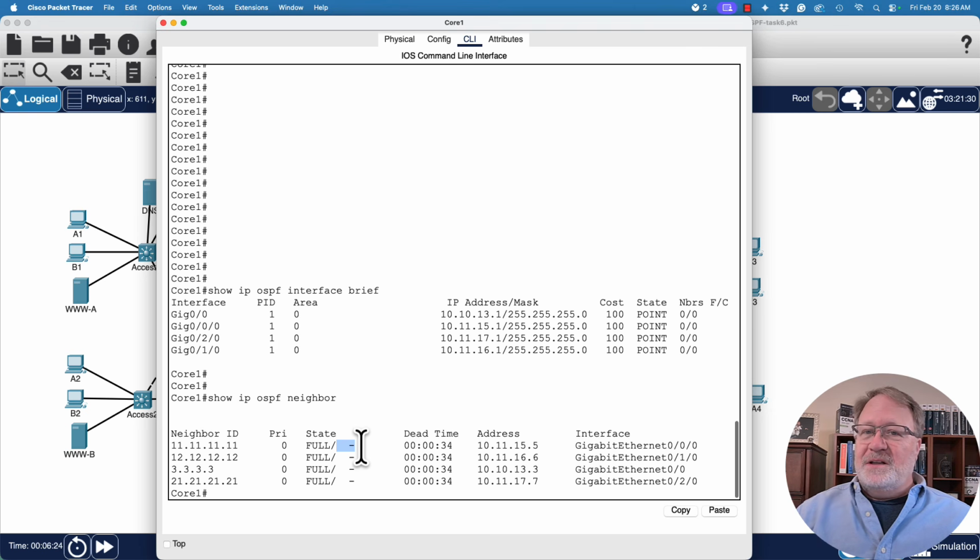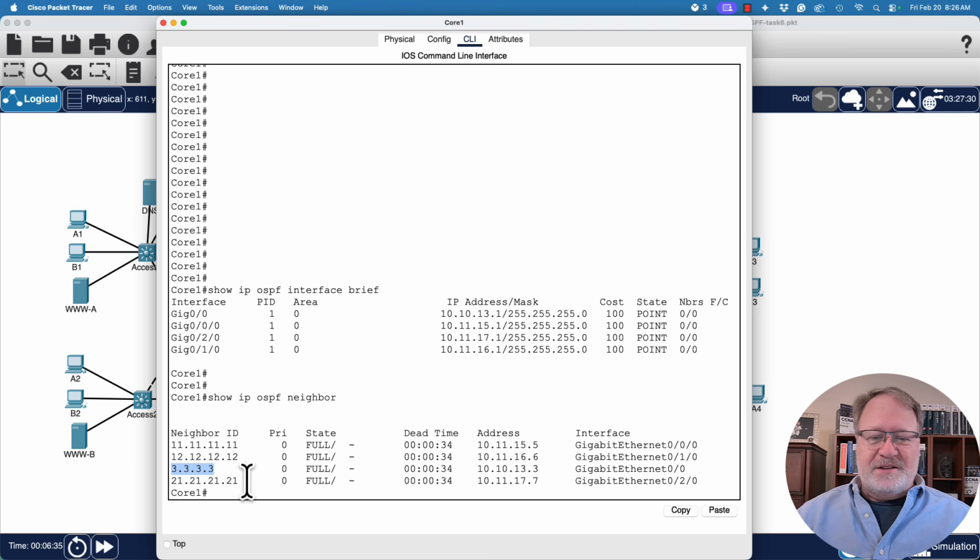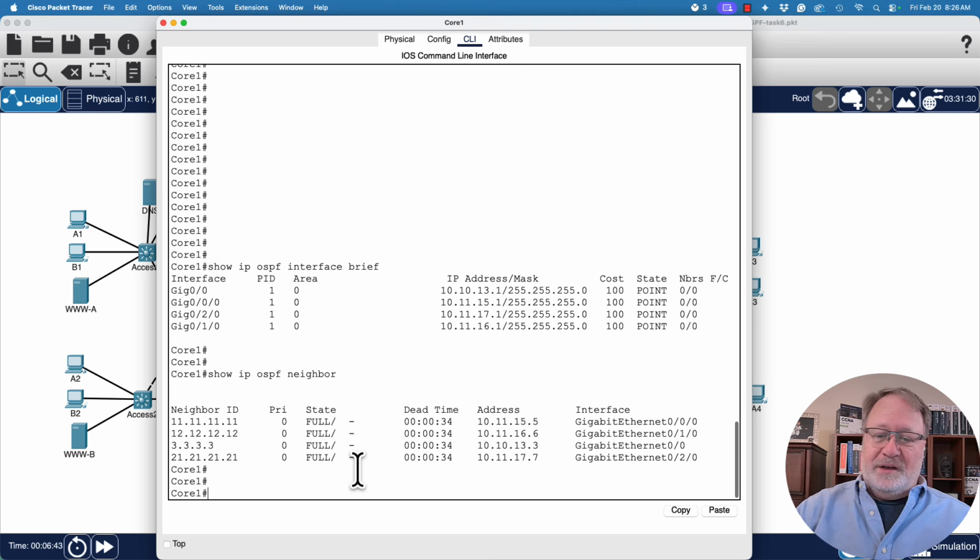If we had left it at the default of using a DR and a BDR, then you'd see whether the neighbor was a DR or a BDR or a DR other in that case. Now on this neighbor relationship with dist 1, whose router ID is 3333, again, it shows full, but no DR, BDR notation, so that's another confirmation that it's point-to-point.